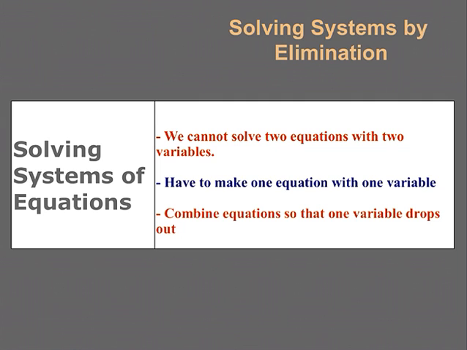So, solving systems by elimination. We cannot solve equations with two different variables, okay? That's just not possible. But there is a way we can do it when we have two equations, and that's elimination. Basically, we make one equation with one variable by combining the equations so that one of the variables drops out. That sounds like a lot of mumbo jumbo, so we're going to get going in a second so you can see how that applies moving forward.